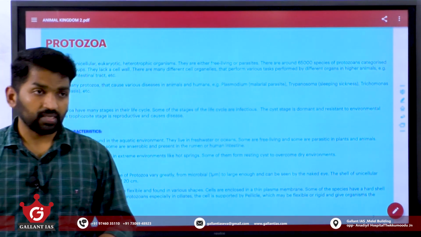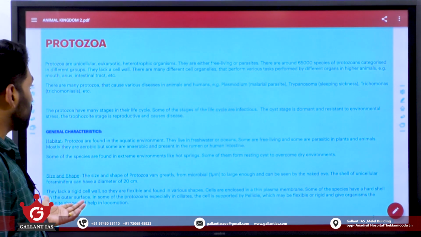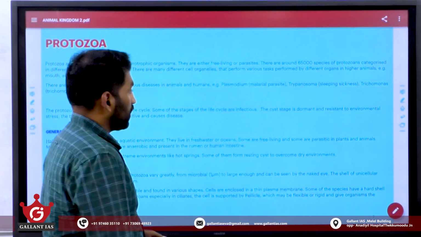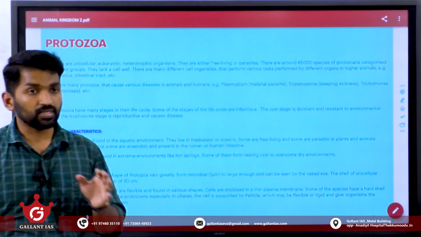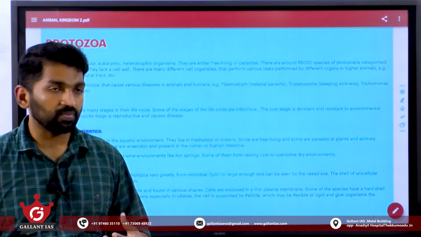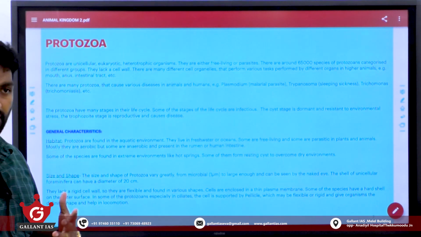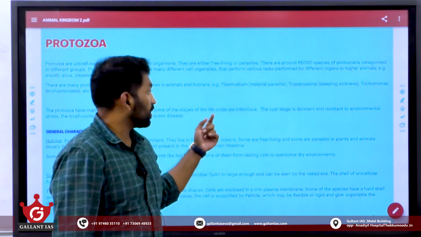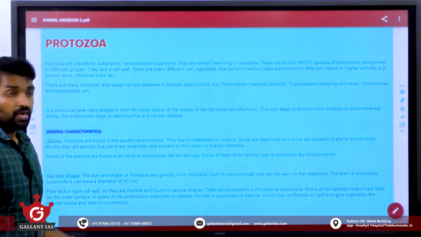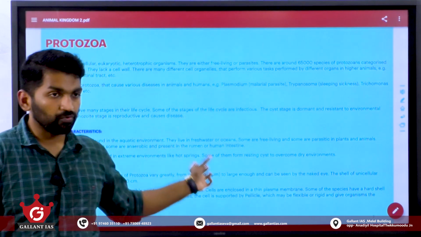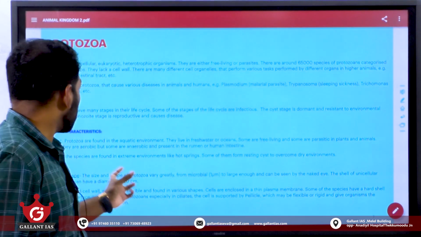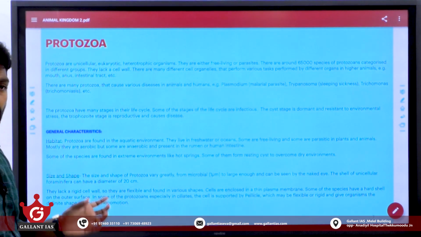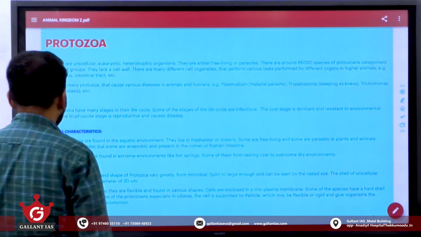Protozoans have many stages in their life. Some of the stages of the life cycle are infectious. The cyst stage in protozoans is dormant, and that is what makes them survive in different climatic conditions and habitats, and they are resistant to environmental stress. Now they have a stage which is known as trophozoite. This trophozoite stage is particularly infectious and causes diseases in organisms.